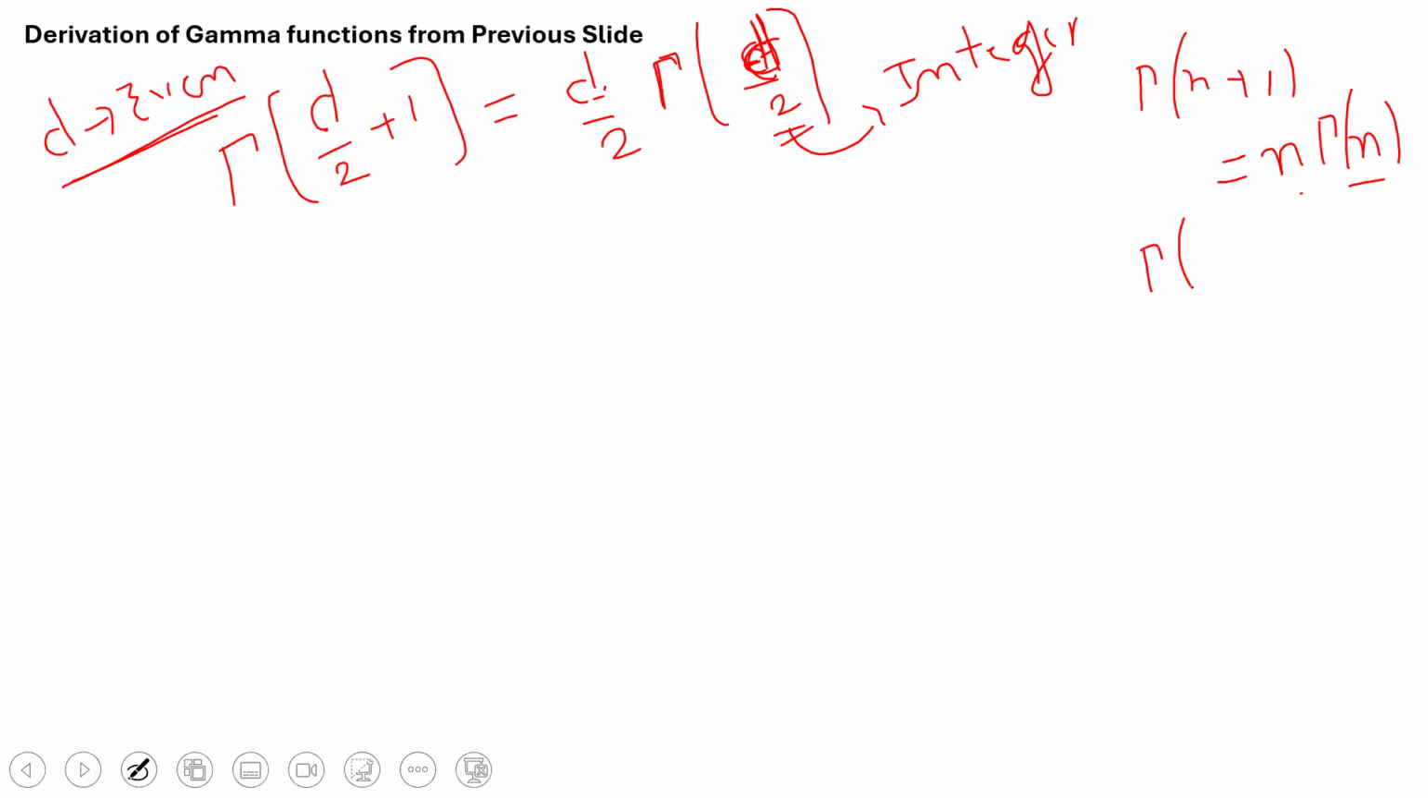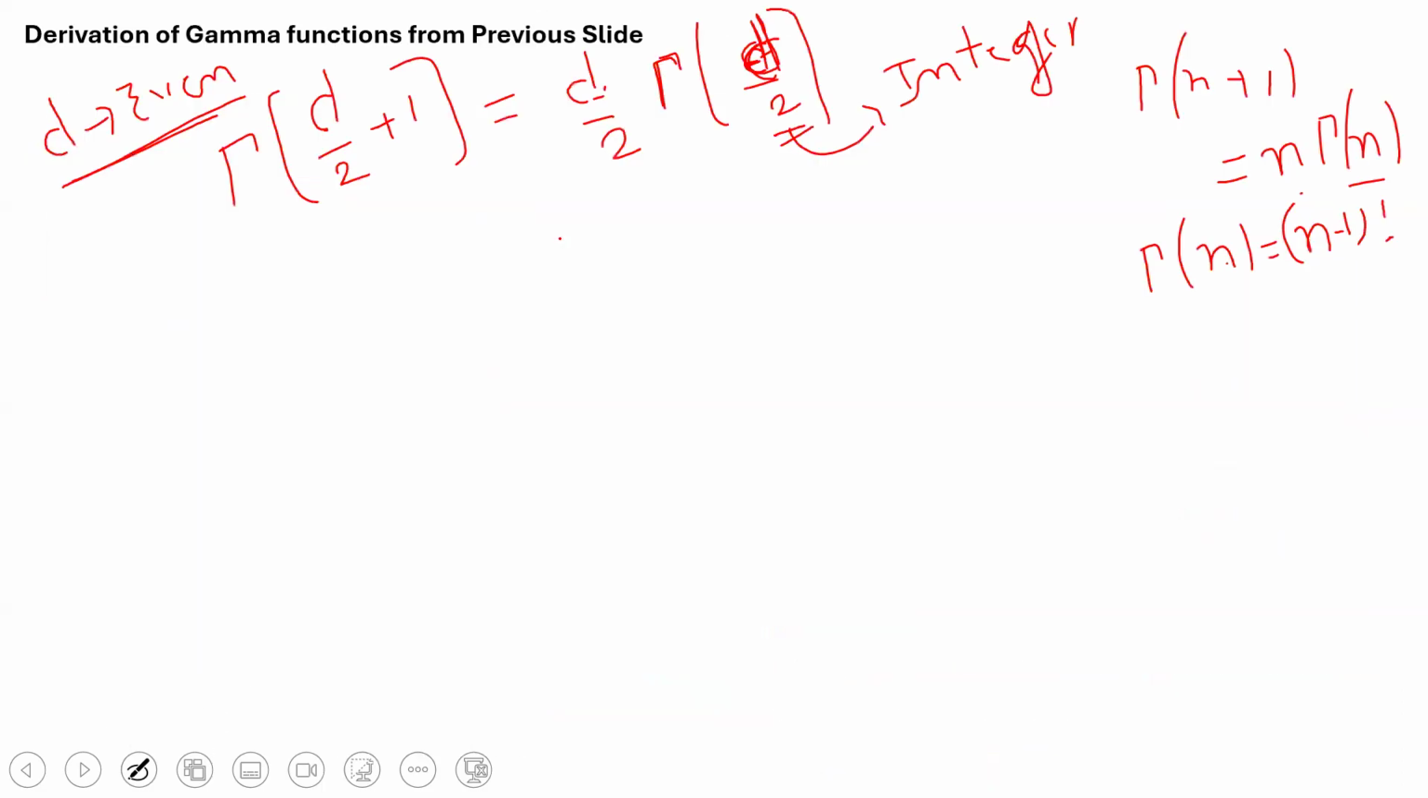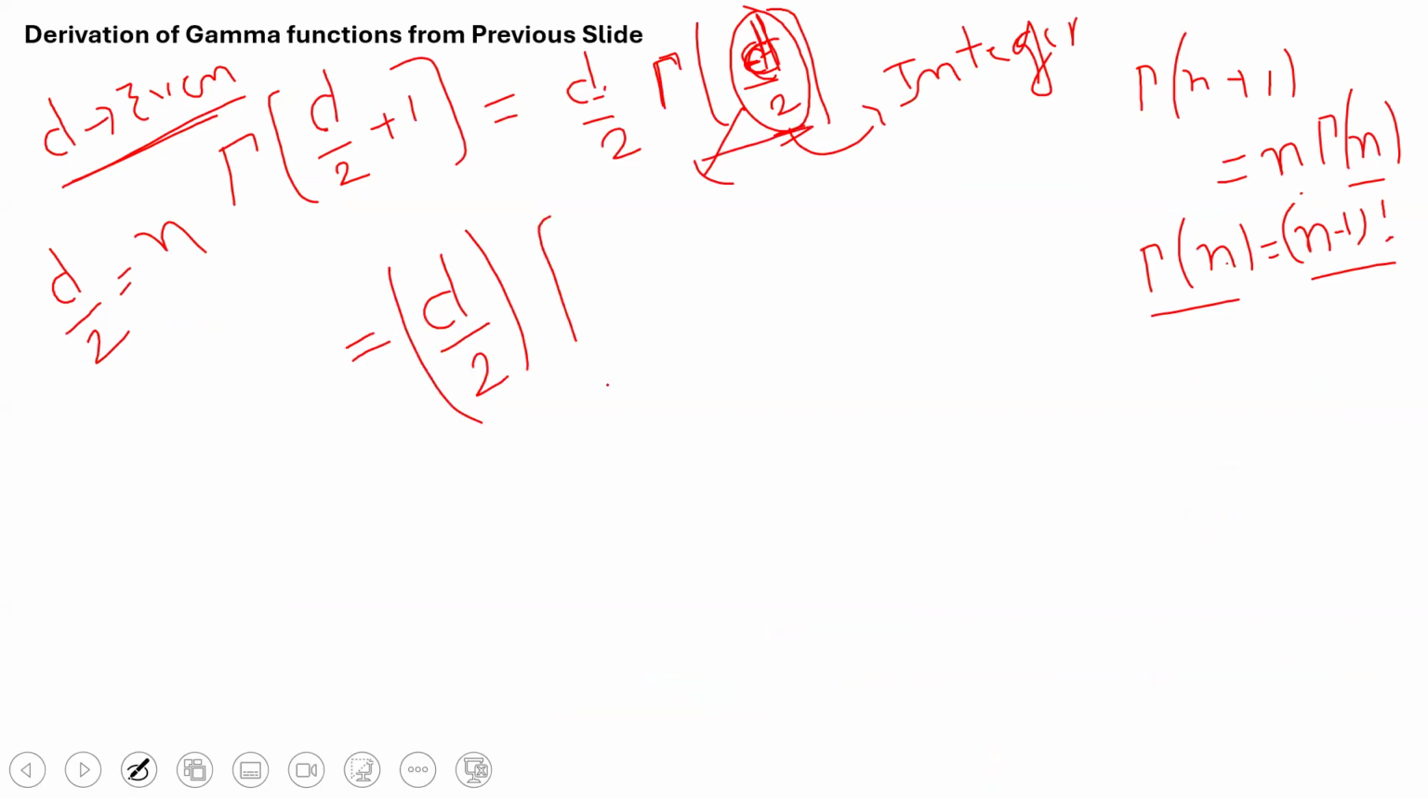So gamma of n, when n is an integer, can be written as (n minus 1) factorial. Look at this: gamma of n for positive integer n is equal to (n minus 1) factorial. I'll go back here. Now d by 2 is an integer, so let's call d by 2 as n. So gamma of d by 2 will become (n minus 1) factorial.